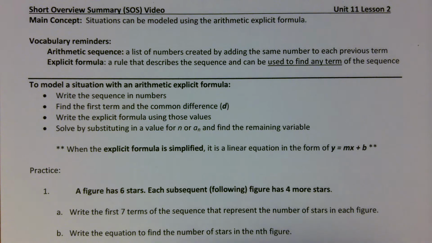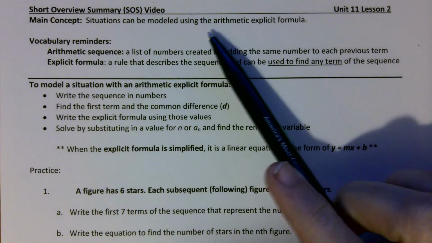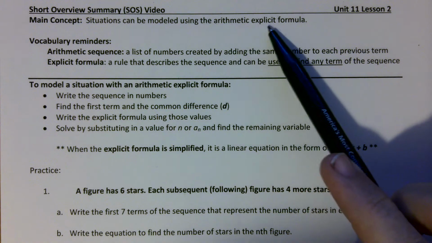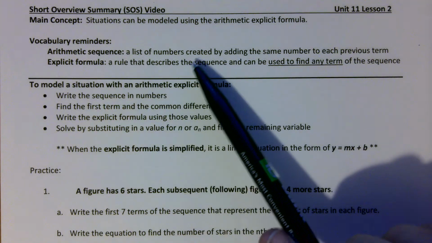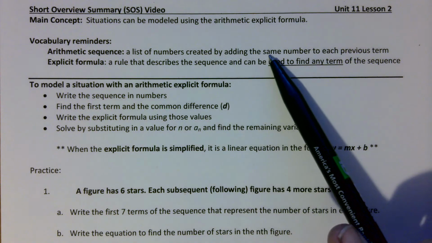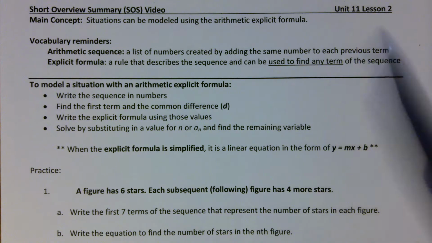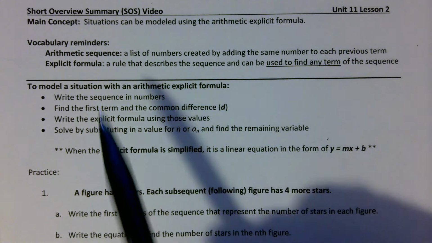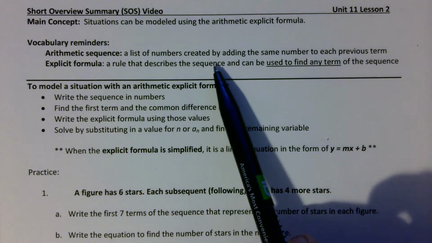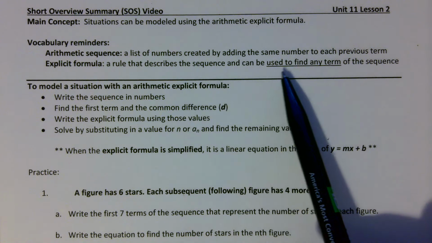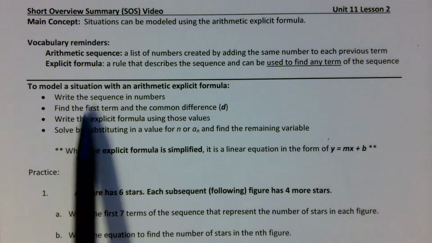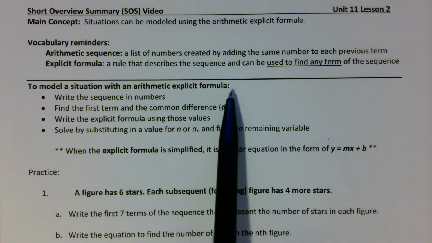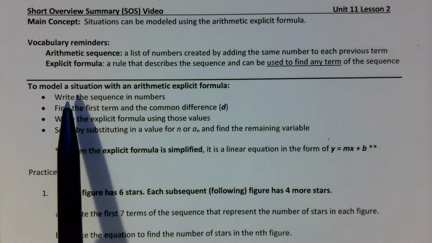This SOS video is about how situations can be modeled using the arithmetic explicit formula. So just as a reminder, an arithmetic sequence is a list of numbers created by adding the same number to each previous term. An explicit formula is a rule that describes a sequence, and you can also use it to find any term of the sequence.